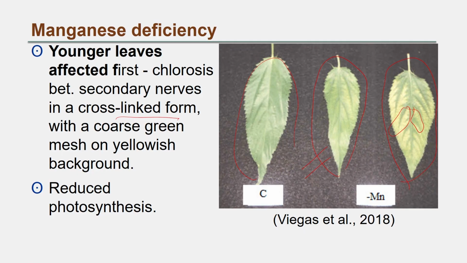photosynthesis. So, overall, once the photosynthesis is reduced, leaf size is reduced, yellowing happens. So, photosynthesis will be reduced, which will result in reduced plant growth.